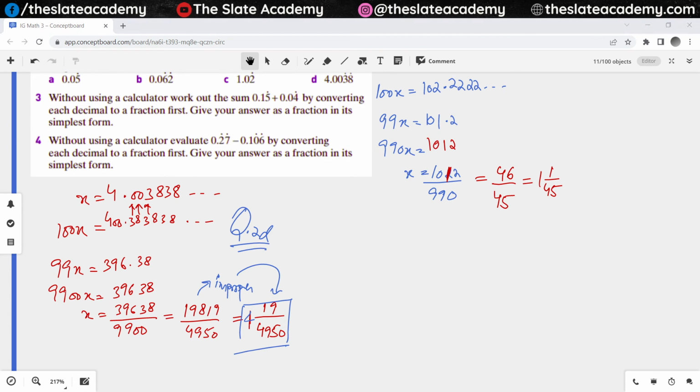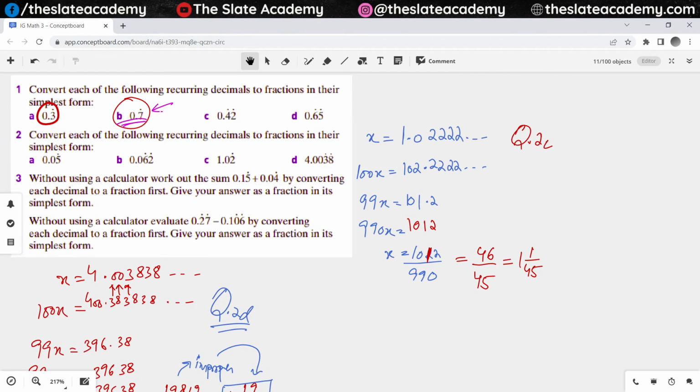Mr. Irman, question number 2C and 2D done. Is there any confusion? Do you have any questions or are you still attempting these? How to do C? Okay, sir, C. For C, we have got 1.02 recurring, right?